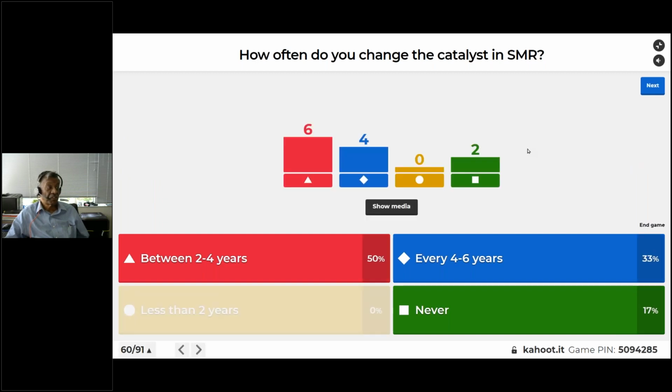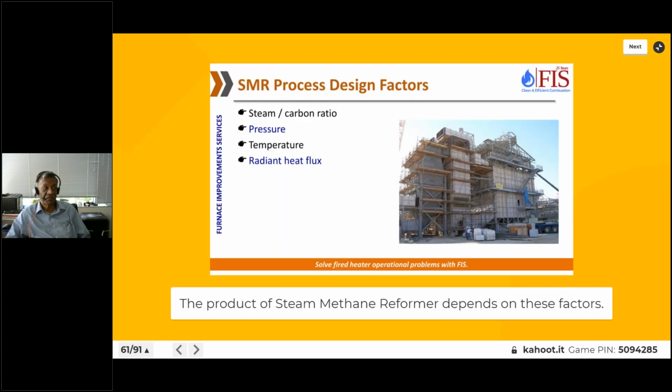All right, so most of the people are changing it every 2 to 4 years. There are some who have never changed it, but I think 3 to 4 years or maximum 5 years is the life of the catalyst. That's what I've seen in my experience. Although some people have changed it even after 2 years, or less than 2 years. That could be because of mal-operation or power failure or maybe water going into the catalyst, those type of things.